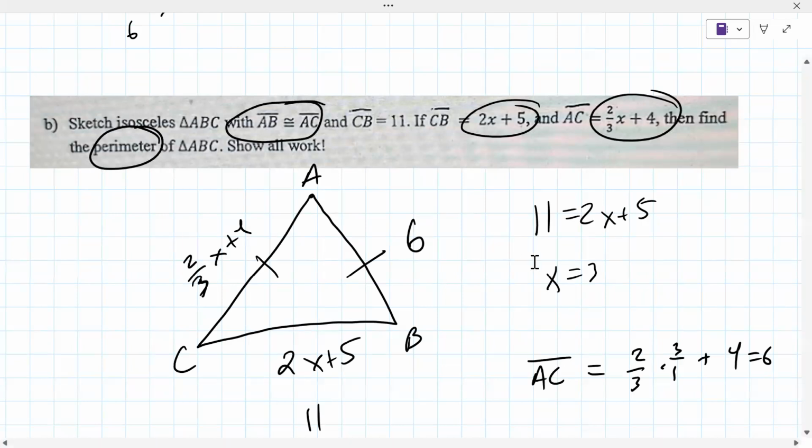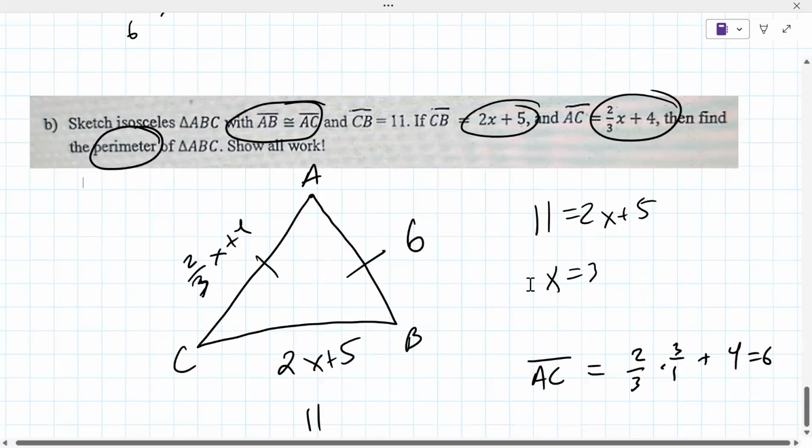We've got 3 plus 6 plus 6, so 15. Why are you using three? Is that three one of the lengths? That was for CB. CB is 11.